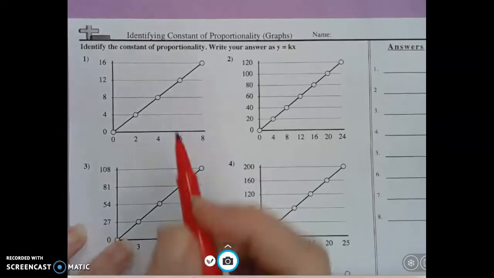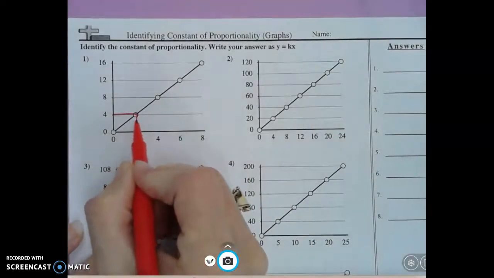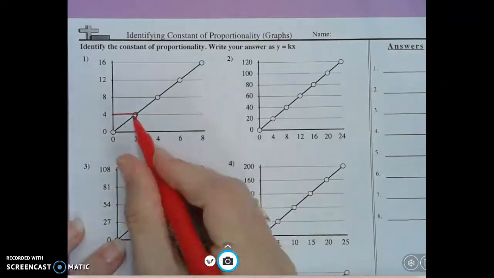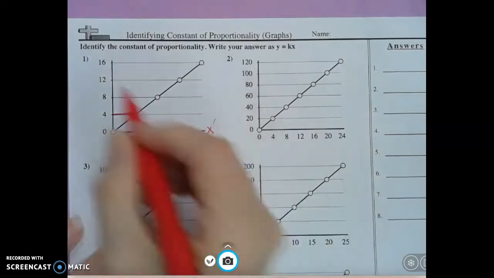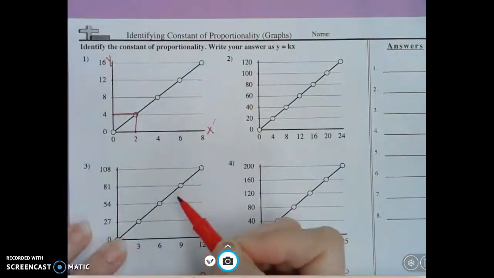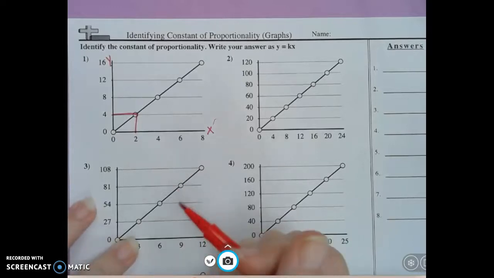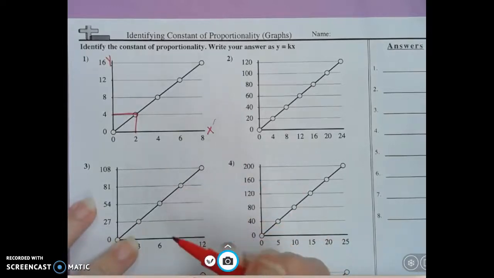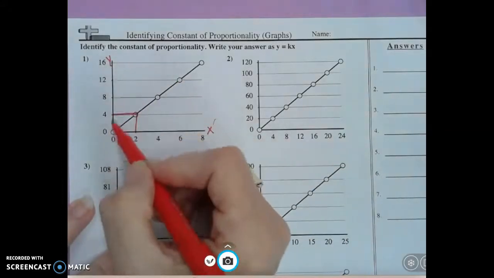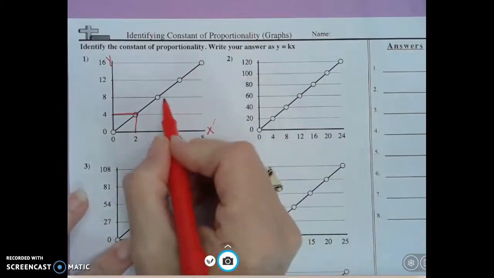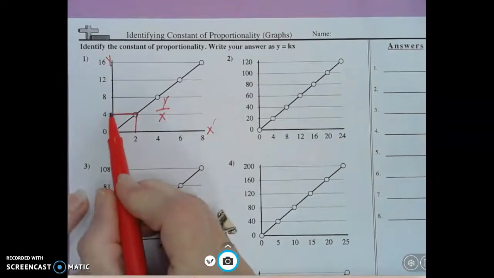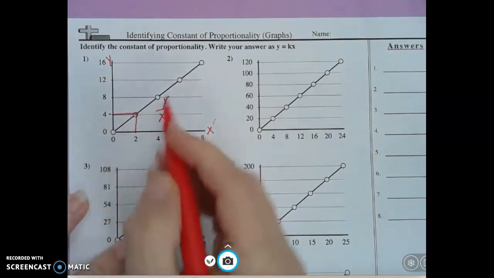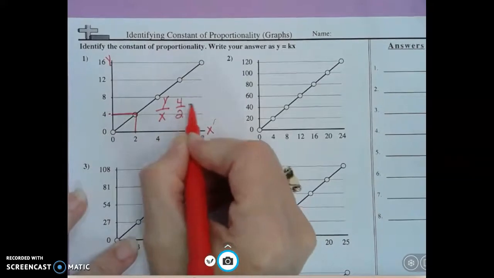I like to look exactly where the point hits the x and the y axis. Remember, this is the x and this is the y. And I believe we talked a little bit last week about constant of proportionality and unit rate being the same. The way we find that is to take y and divide it by whatever x is. So we're going to take y divided by x. In this case, we get 4, which is the y, divided by 2. So 4 divided by 2, which equals 2.